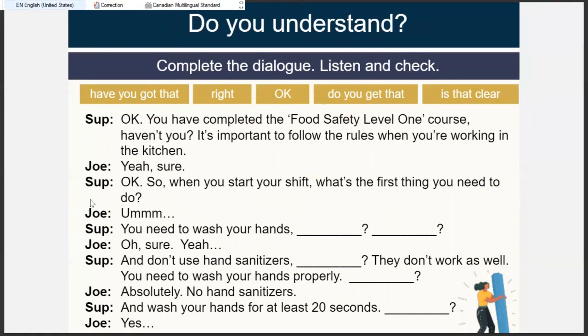And then here we've got "properly right here." After that, he used "have you got that?" And then "wash your hands for at least 20 seconds." Then he said, "is that clear?" So all of these words will be examples that you will use in your assignment, right?